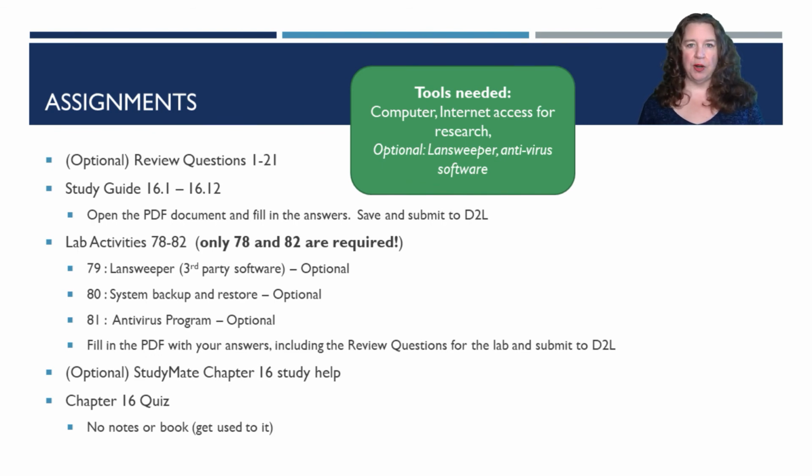81 is an antivirus. Everybody has their personal preferences on antivirus. I'm not going to ask you to pick one. If you choose to have an antivirus, I recommend you pick one that you're happy with. But again, that's going to be an optional lab. You don't have to do that. It's just going to be searching and figuring out different programs. So 78 and 82, only two labs required.